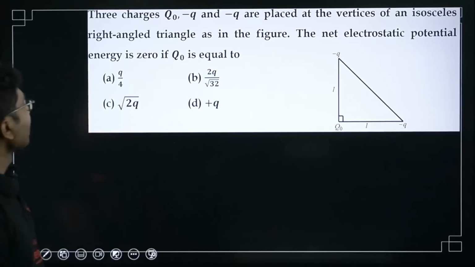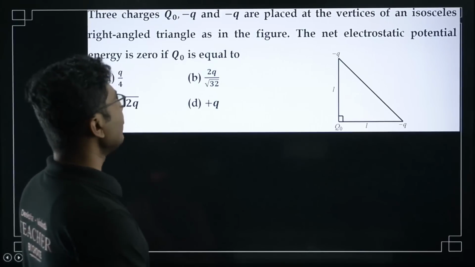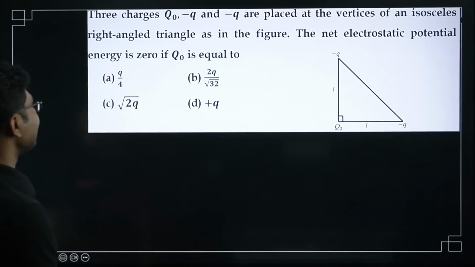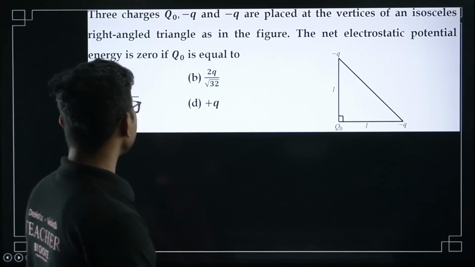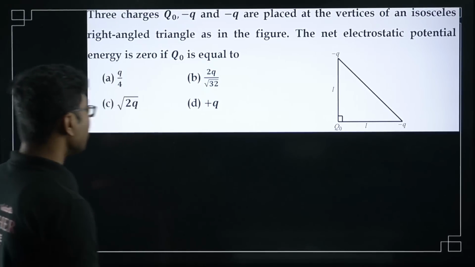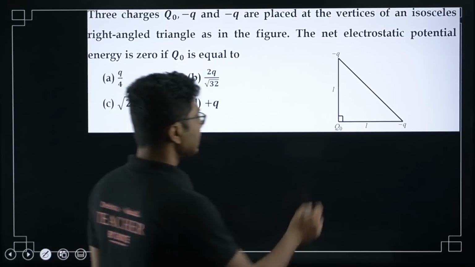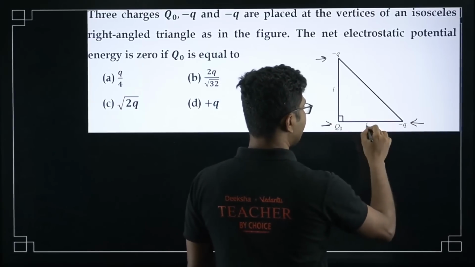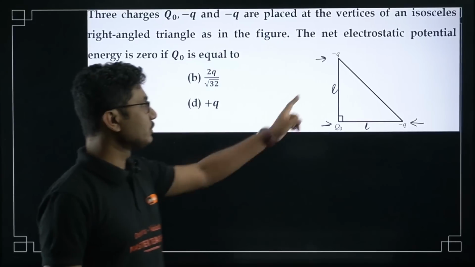Next question. Three charges Q0, minus Q and minus Q are placed at the vertices of an isosceles right angle triangle as shown in the figure. The net electrostatic potential energy is 0 if Q0 is equal to. So here we have three charges, Q0, minus Q, and this is also minus Q. This is a right angle isosceles triangle, so both sides are L.